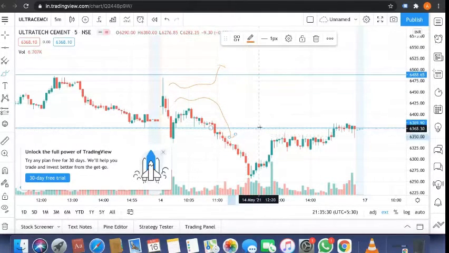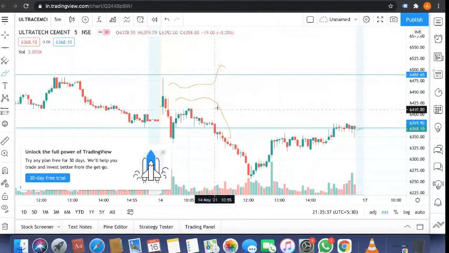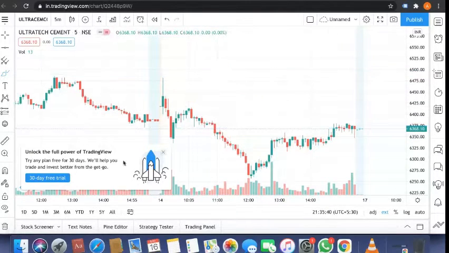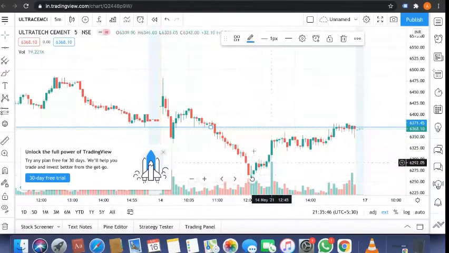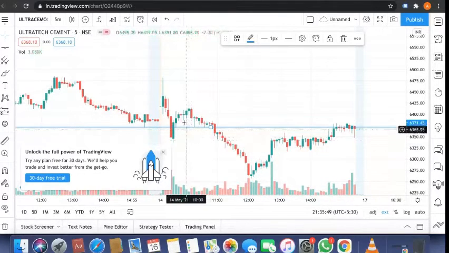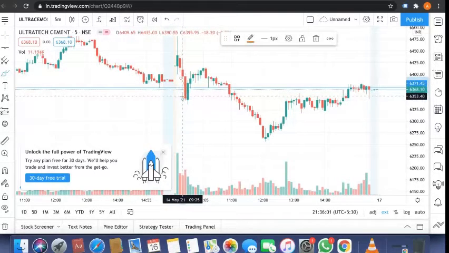Now, how do you decide the break has happened? That's the next important question. The steps are pretty simple. I'll just delete all this. We are considering only previous day low for the time being, because in the case of Ultratech Cement for this example, the low got broken, right? So what happened? The market opened and it broke in the first few minutes, within 20 minutes itself.